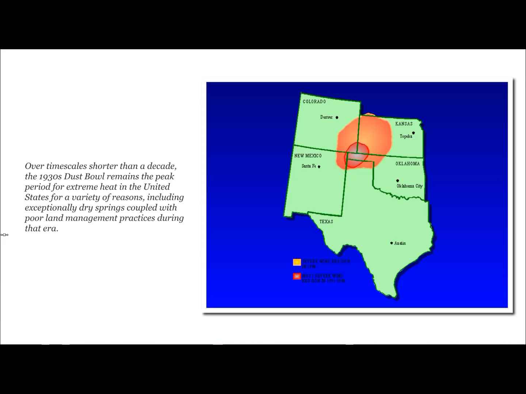First of all, they say timescales shorter than a decade. Well, we saw from those graphs that it was much hotter in the United States prior to the 1960s for many decades. And then they blame the Dust Bowl on farmers. The map on the right shows the Dust Bowl region in the United States. You can see it's a relatively small area surrounding the Oklahoma Panhandle.